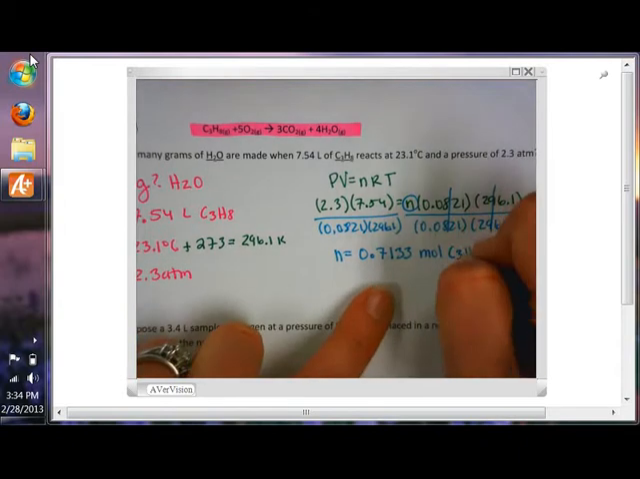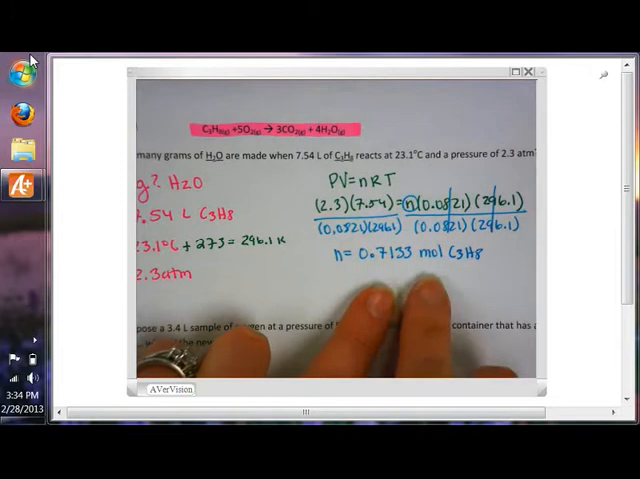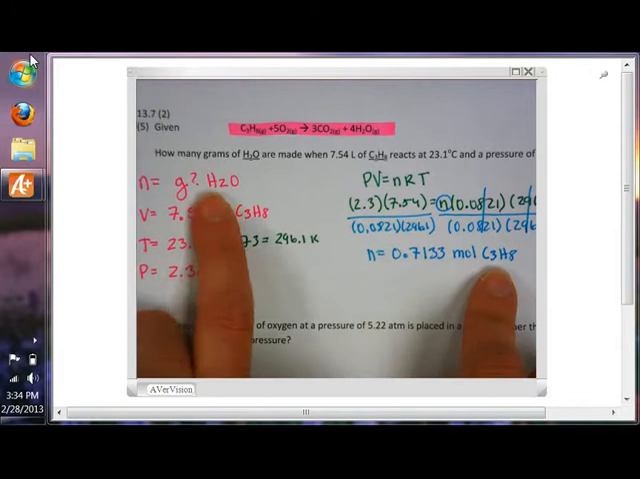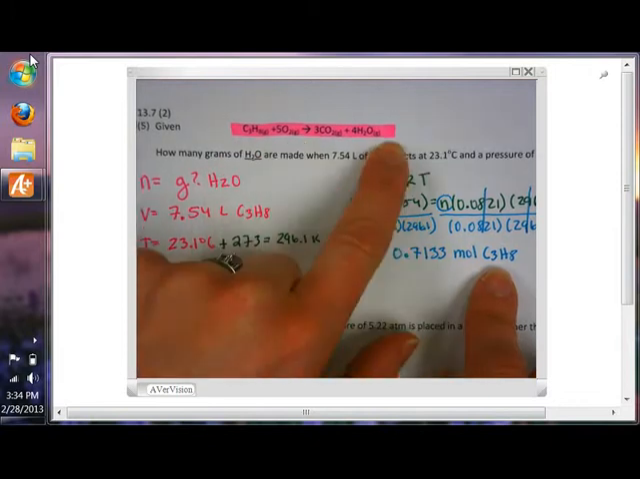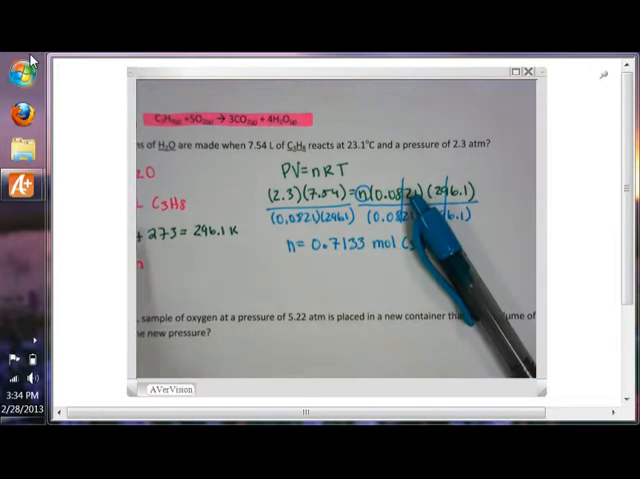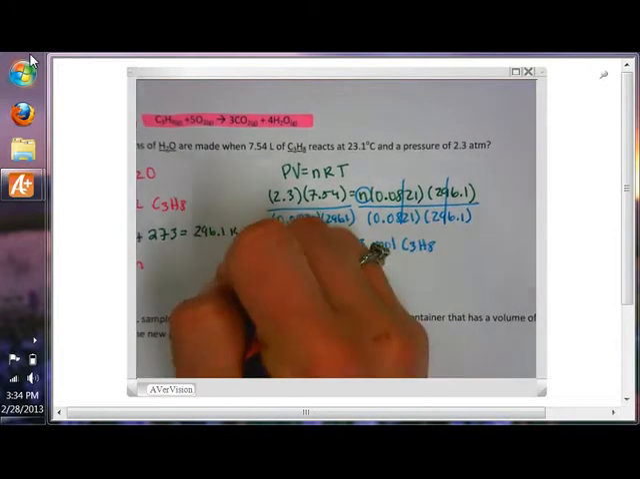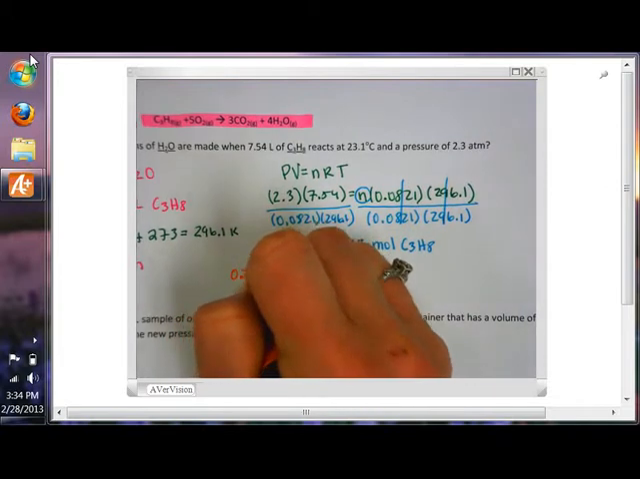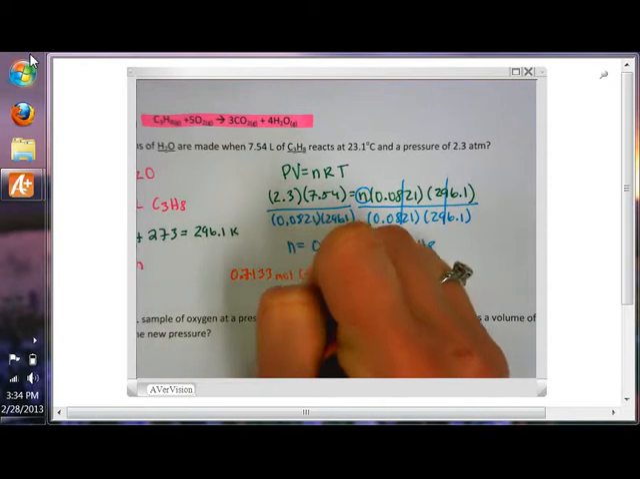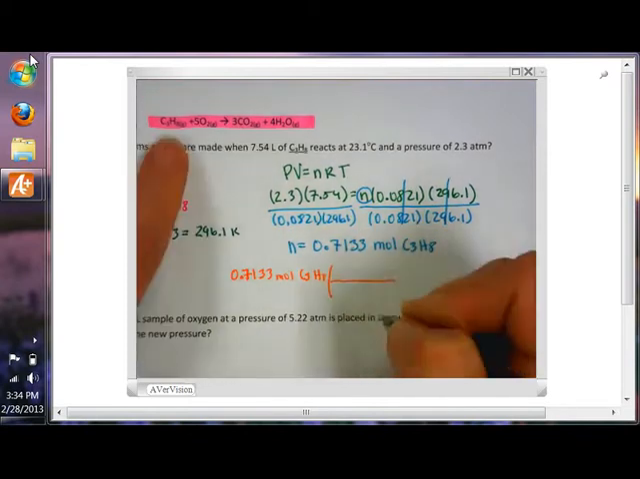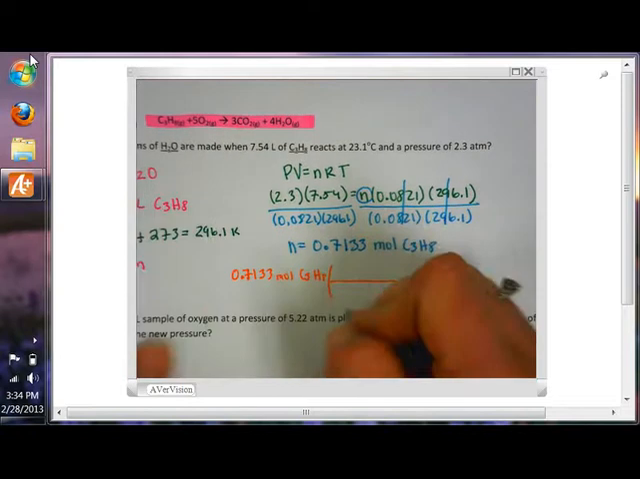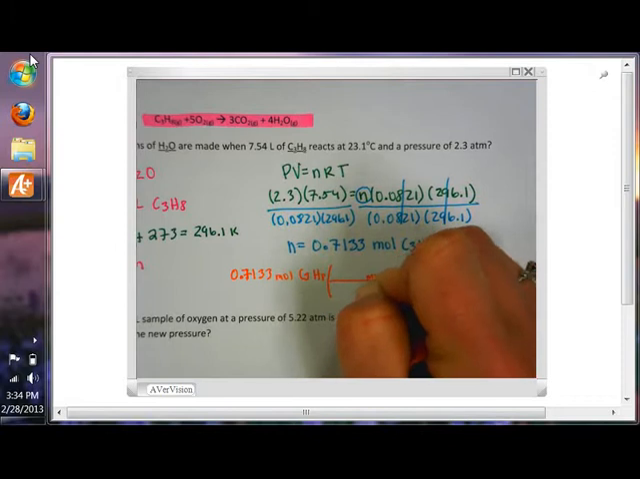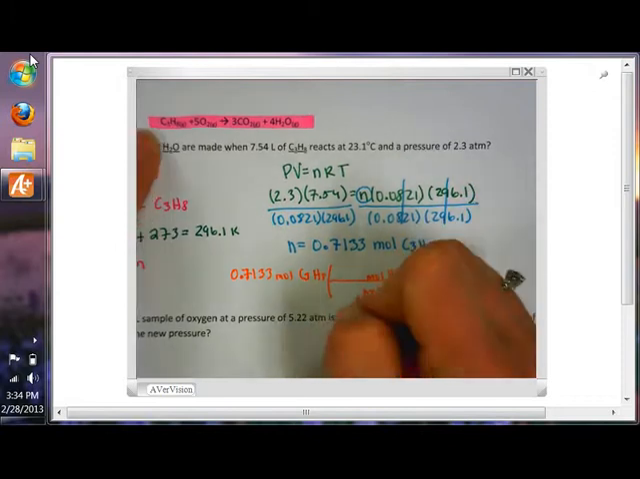But I'm looking back, and they didn't want moles of C3H8. They wanted grams of water. So now I just use stoichiometry, the balanced equation, to make a little switcheroo. I am given 7.33 moles of C3H8. I'm going to make a switcheroo from C3H8 to water. So I'm going to get rid of moles of C3H8 and go to moles of water. So for every 1 mole of C3H8, there's 4 moles of water. Moles of C3H8 cancel.